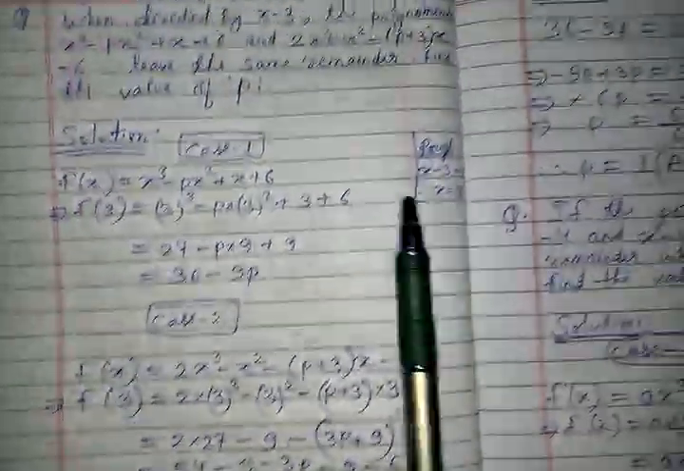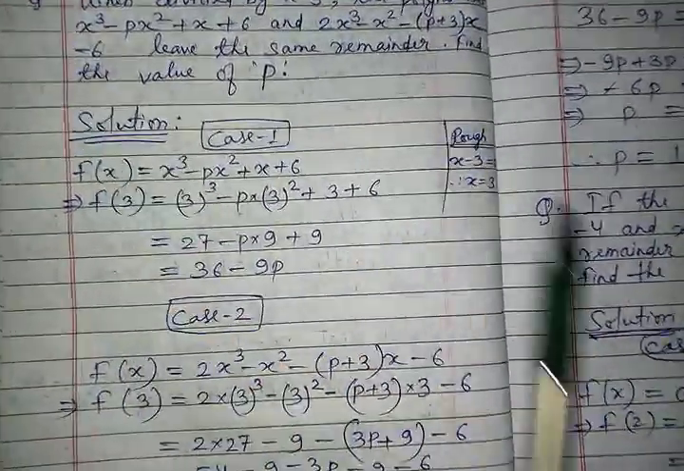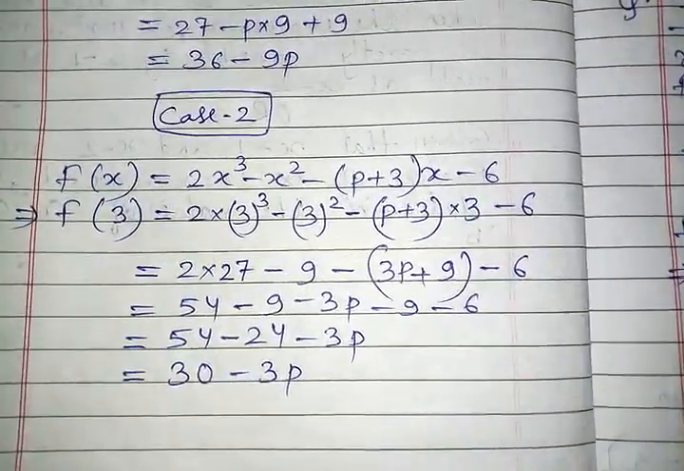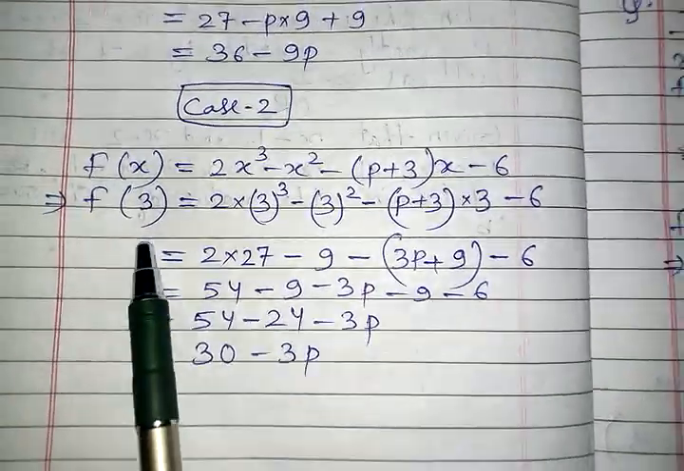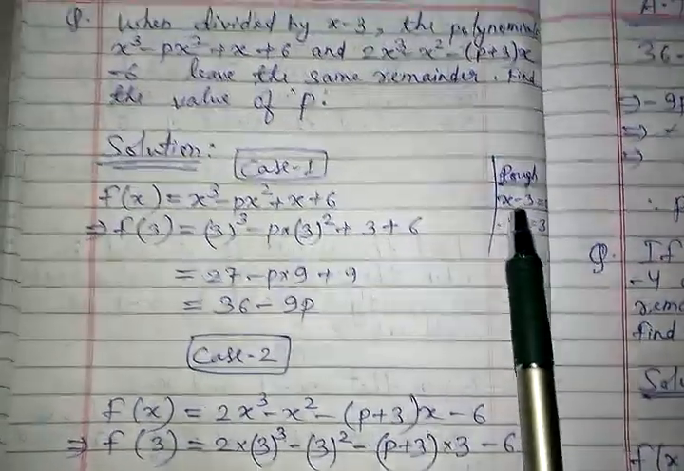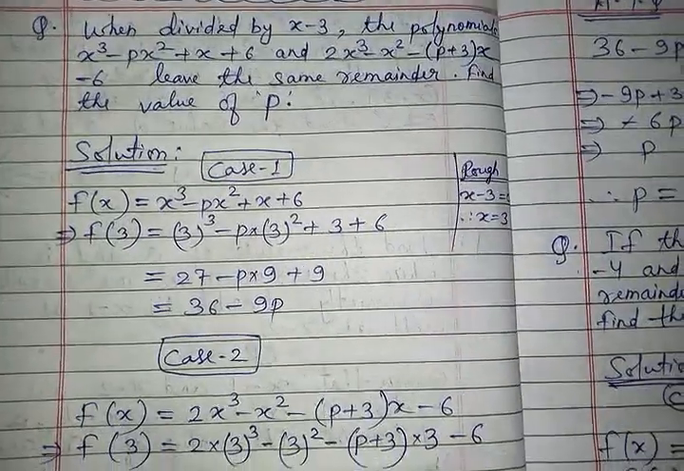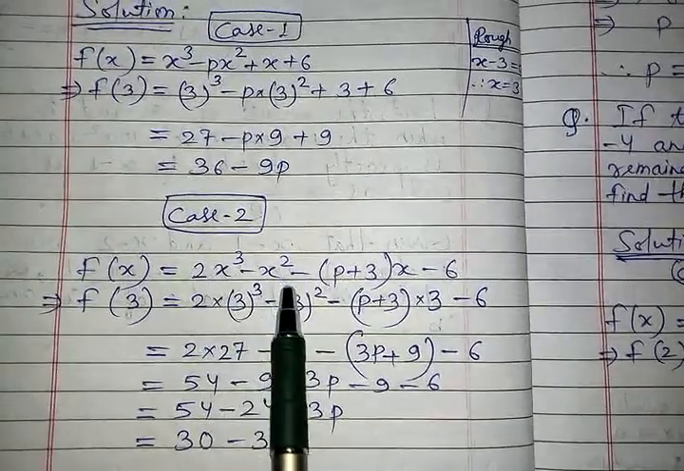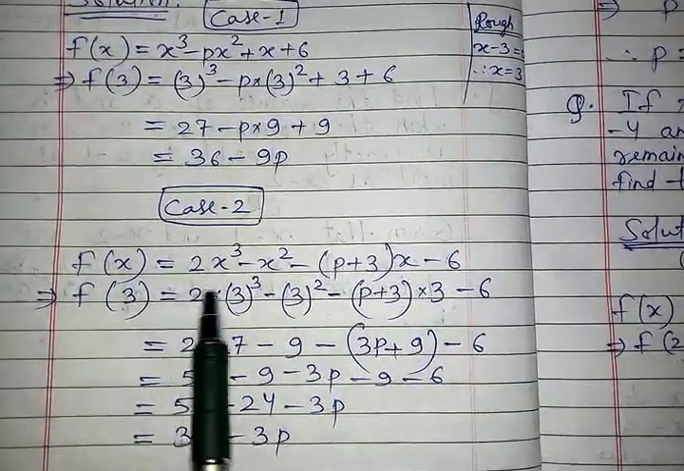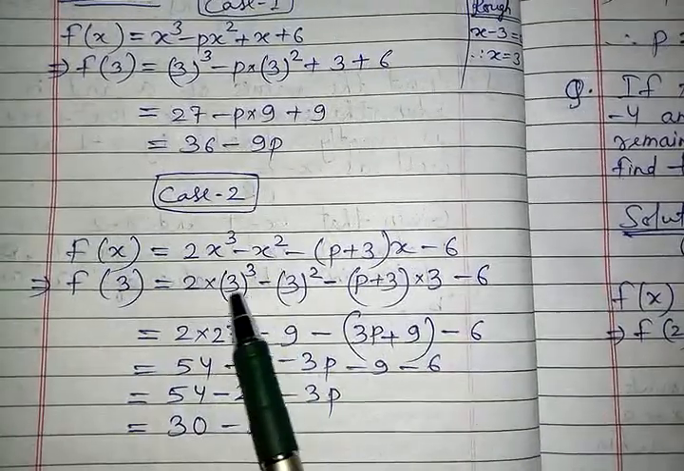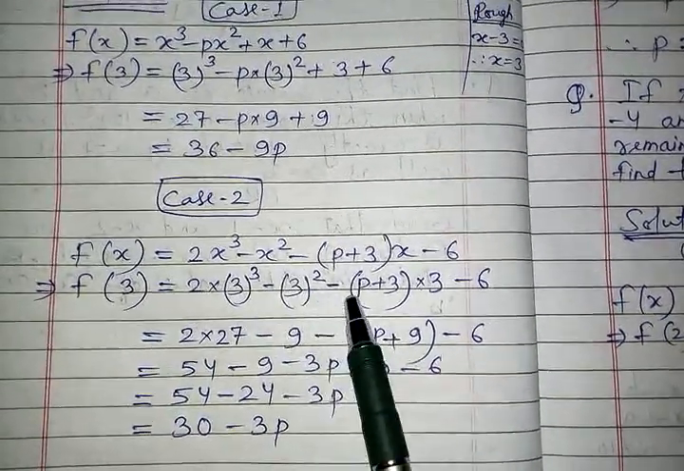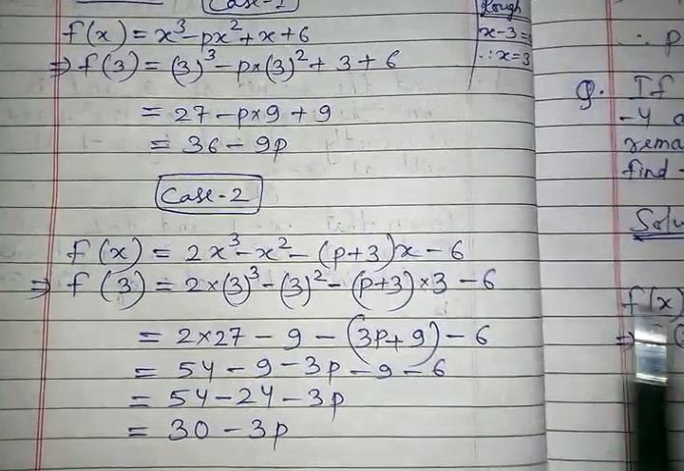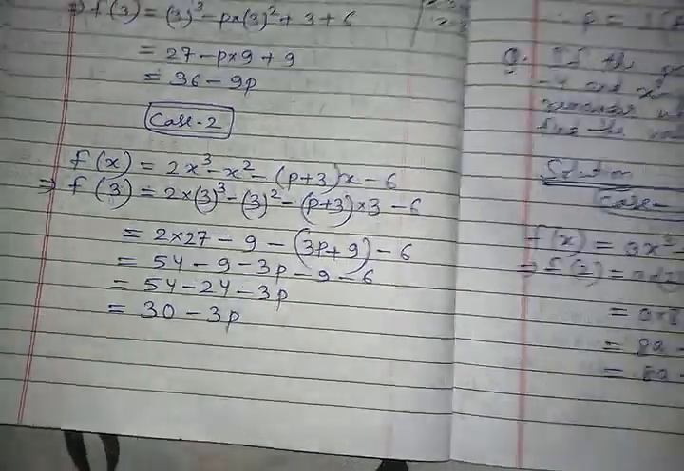Now case 2. In case 2 we are going to write the second polynomial, f(x), and this is the second polynomial, you can check from the question. In this also, the same thing, the number which is dividing is x minus 3 only, that's why here also the value of x will be 3. So every place of x is occupied by 3. So 2 into 3 cube, minus 3 square, because x square, bracket open p plus 3, into x, is into 3, minus 6. So you all know x has been occupied by 3.